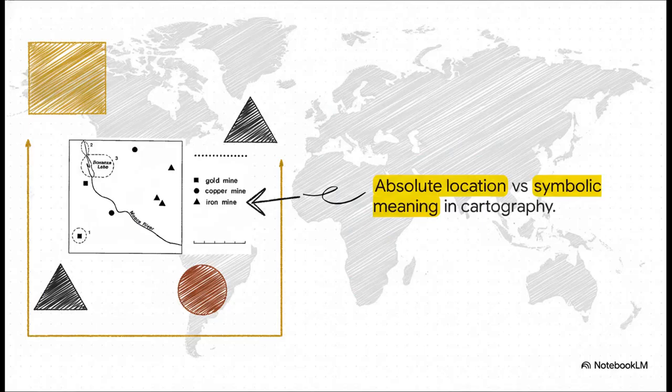Now, there is a totally fundamental difference between absolute location and symbolic meaning in cartography, and this is absolutely crucial to grasp. The exact mathematical position of a symbol represents its absolute location. That's tied to real-world geographical coordinates through strict point-to-point matching. But the symbols themselves, say using a square for a gold mine, a circle for copper, and a triangle for iron, that is symbolic meaning. The cartographer deliberately chooses these arbitrary shapes to differentiate the mines without implying one is somehow better than the other. It's this brilliant merger of precise mathematical space with abstract human language.